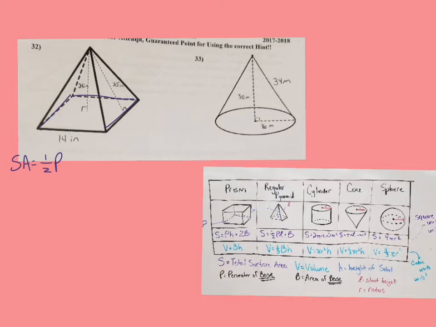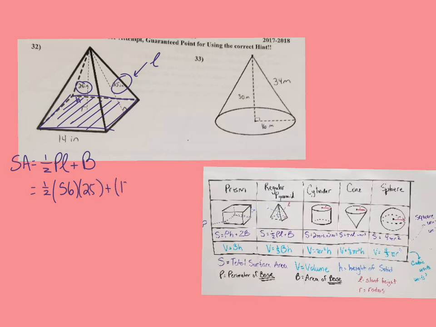The slant length, remember, this is the slant height. This is H, okay? Plus the area, big B means area of the base. So the big B is the inside, all right, where the P is the outside. So 1/2 the perimeter is 14 plus 14, which is 28, plus 14 plus another 14, which is 56. So it's 56 because it's the outside. Slant length is 25. The area of the base is 14 times 14, or 196.